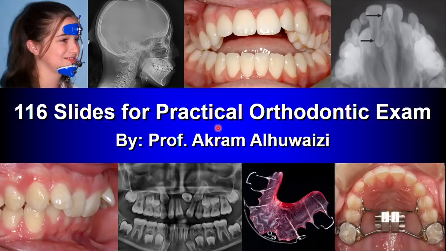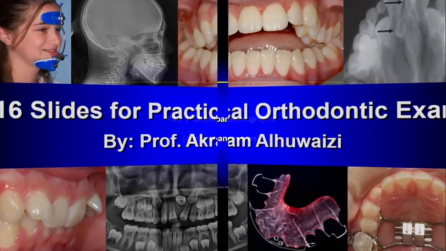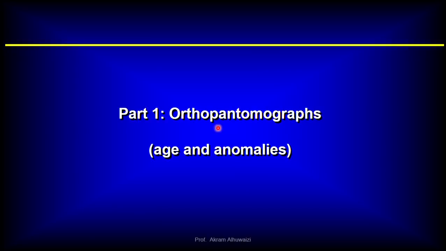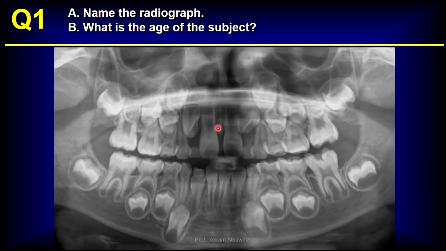We've broken down the presentation into 20 parts, and the first part is regarding orthopantomographs. Now, with orthopantomographs, the first question you'll be asked is age. And keep in mind, if they specify a boy then a girl, a boy is about 6 months older than a girl regarding the same dentition.